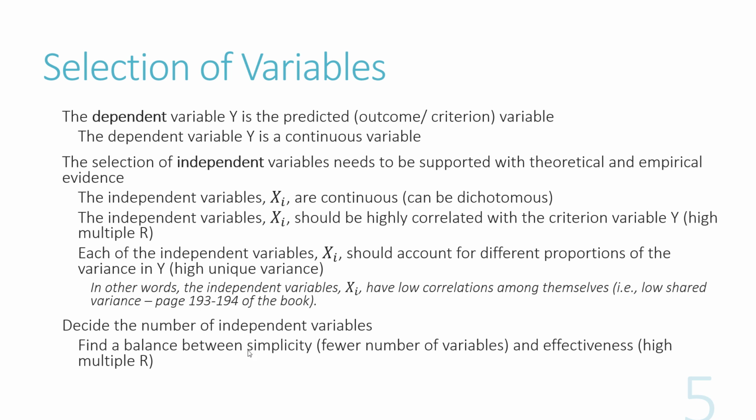A common question is how many independent variables should be included in the regression model. Beyond theoretical considerations, you should strike a balance between simplicity and effectiveness. A model with too many independent variables may be overly complex and difficult to interpret, while a model with too few variables may lack predictive power. Finding a balance between these extremes is crucial when developing your regression model.